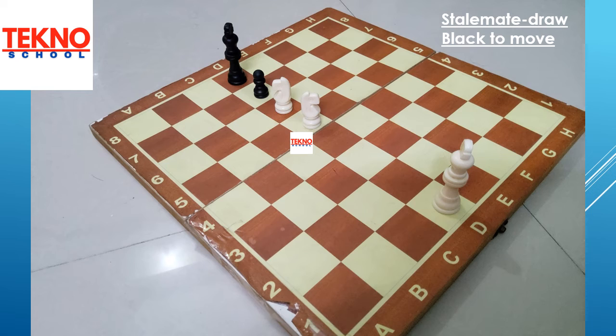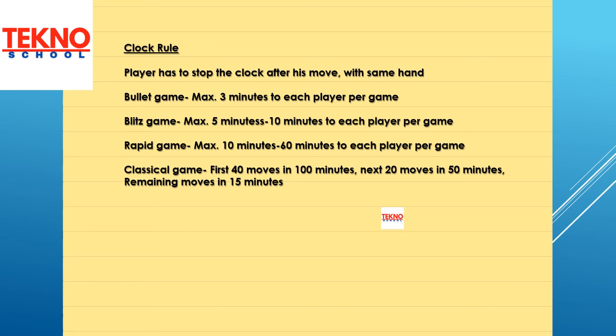Stalemate draw. Stalemate is a situation in the game where the player whose turn it is to move is not in check but has no legal move. The rules of chess provide that when stalemate occurs, the game ends as a draw. Here, black has no legal move, so this game ends as a draw.